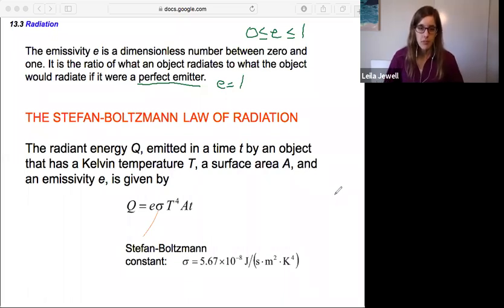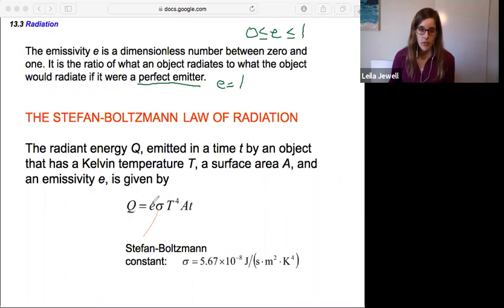This brings us to something known as the Stefan-Boltzmann law of radiation. It says that the radiant energy, Q, the heat, emitted in some time t by an object that has a Kelvin temperature T, a surface area A, and an emissivity E is given by the following. Q equals E sigma T to the 4th A times t.